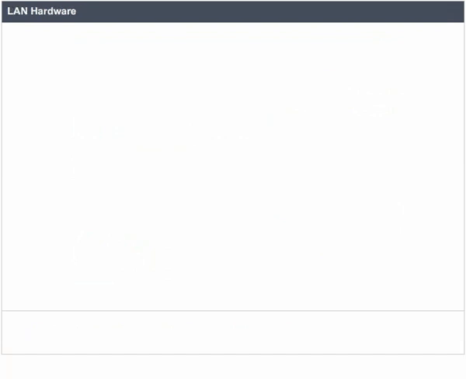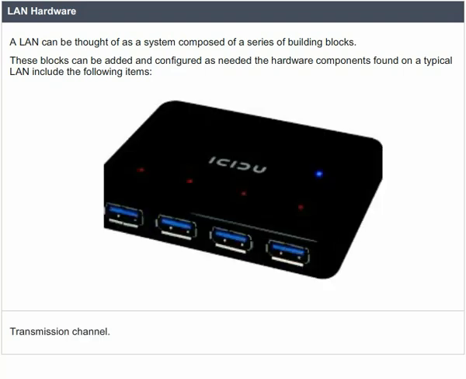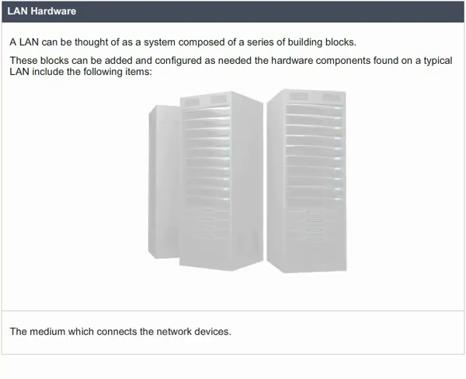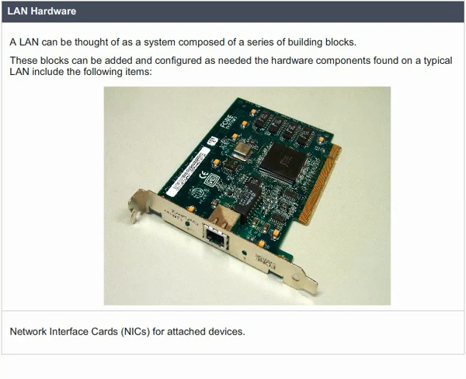LAN hardware. A LAN can be thought of as a system composed of a series of building blocks. These blocks can be added and configured as needed. The hardware components found on a typical LAN include the following items: transmission channel, the medium which connects the network devices, and network interface cards for attached devices.